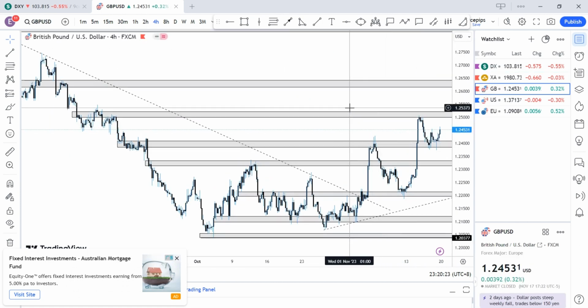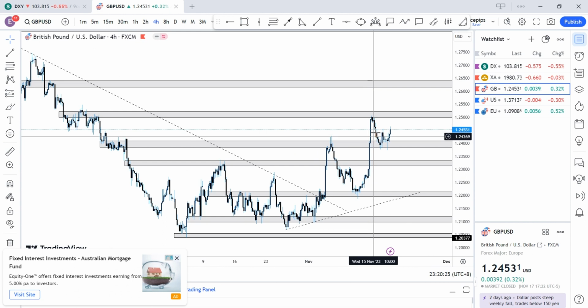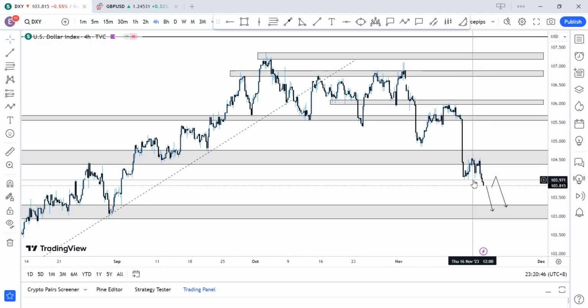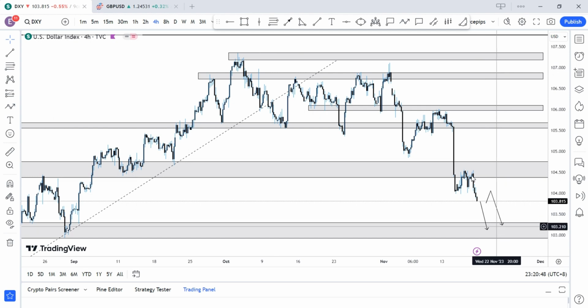So on pound USD, I'm anticipating a continuation to the upside. If we continue to see a movement here on DXY to the downside this week, or let's just say at market open something happens and we have a pullback, any pullback a little bit to this region before we continue to the downside. Same thing, I'm looking for DXY to retest 103.